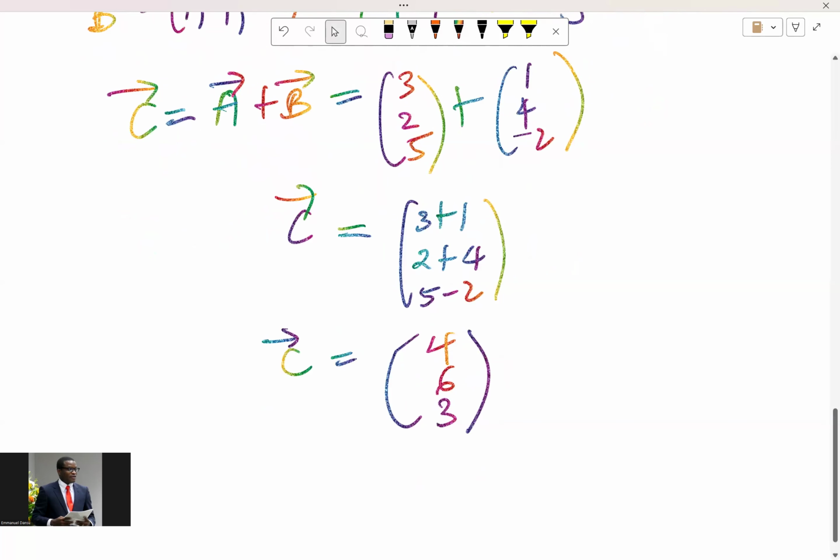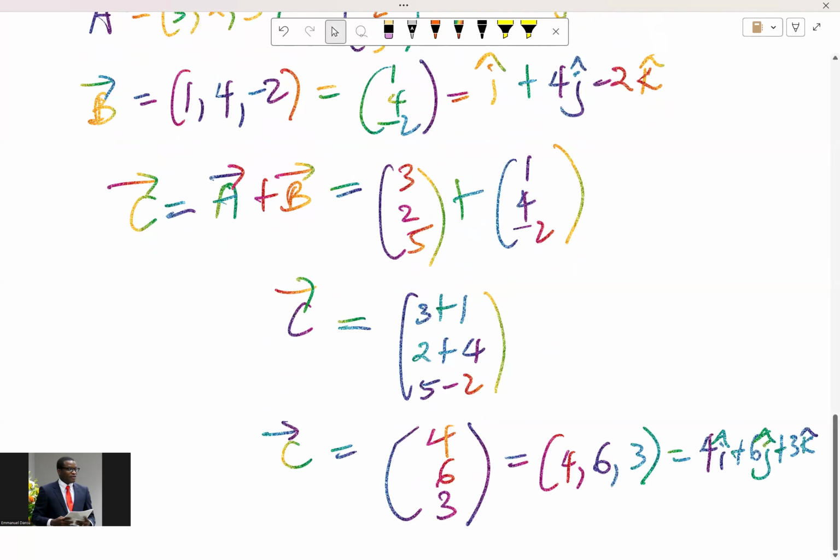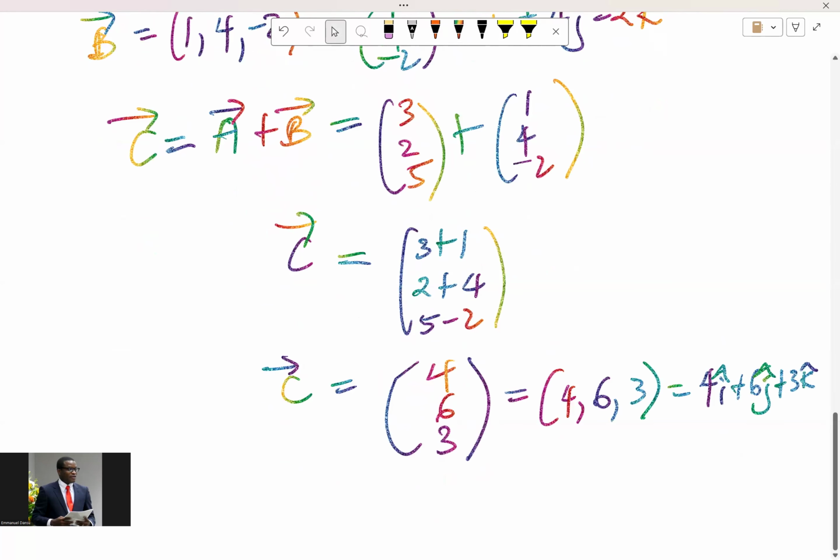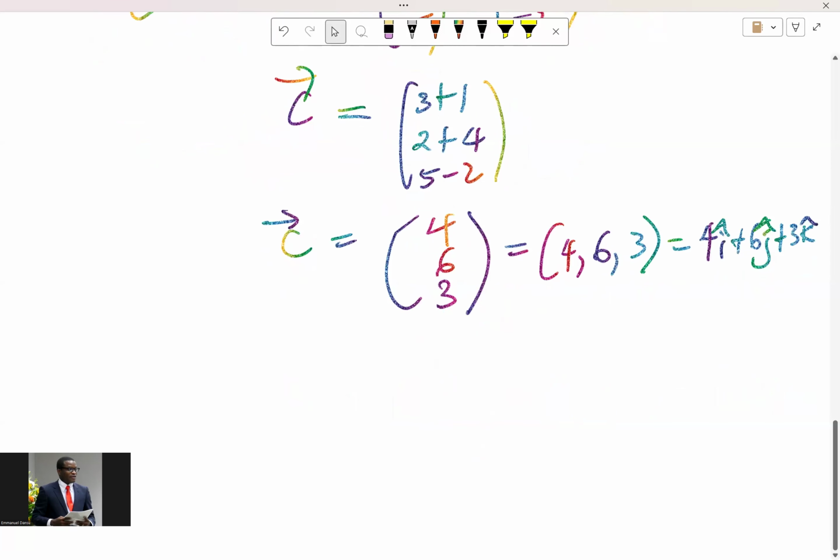So if you add A and B together, you can call it (4, 6, 3). You can also call it 4i plus 6j plus 3k. Of course, you don't have to combine all the forms; I'm just using this to explain. You can adopt whatever suits you.